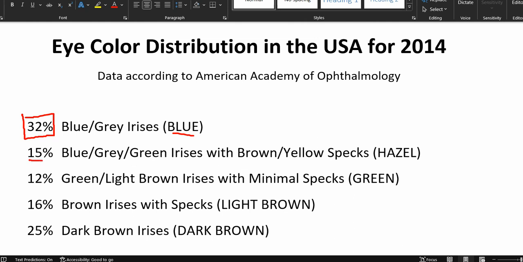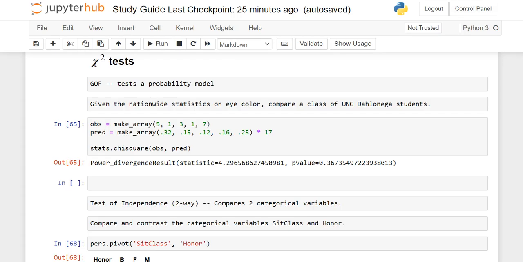And the probability of hazel eyes is 15%. Okay, so we're going to use the probabilities here, and we're going to compare them to a class of students. Okay, so here it is in Python, and please remember that goodness of fit, GOF, is always testing a probability model.